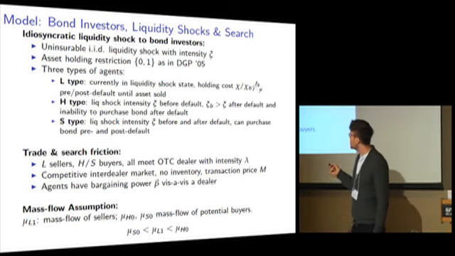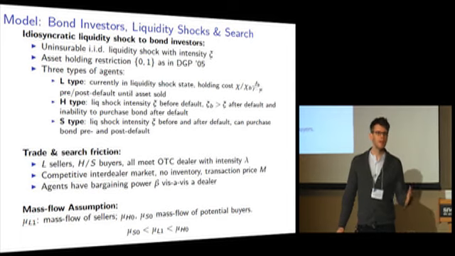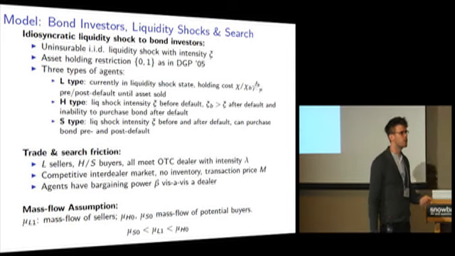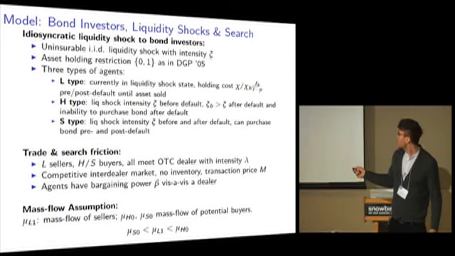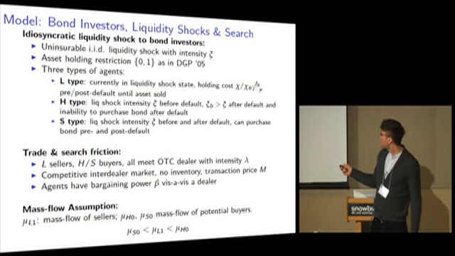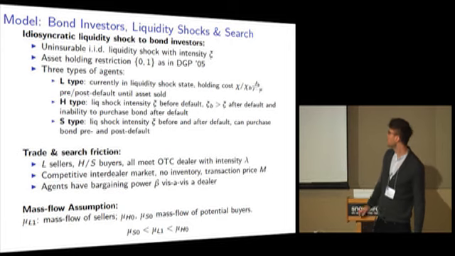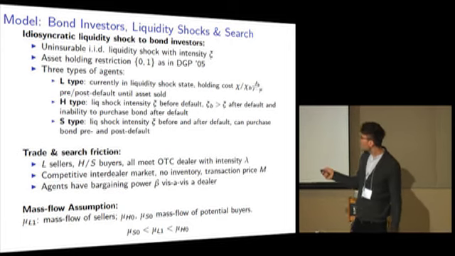And so we essentially introduce three types of agents. The L type is a guy who's been hit by a liquidity shock. So he essentially has holding costs per unit of time of chi, or after default, we introduce a holding cost chi_b times the recovery value here. This thing here is just the recovery value of the bond. Now, how do you get into the L type?